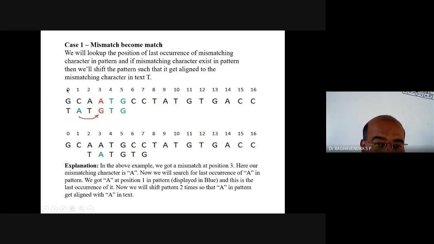Each position of the text will be numbered. 0 is the position of G, 1 is the position of C, 2 is the position of A, 3 is the position of A, 4 is the position of T, and so on, till 16 which is the position of C. Now let us find out how this mismatch becoming a match will work. First we identify the last character of the pattern. Which is the last character of the pattern here?